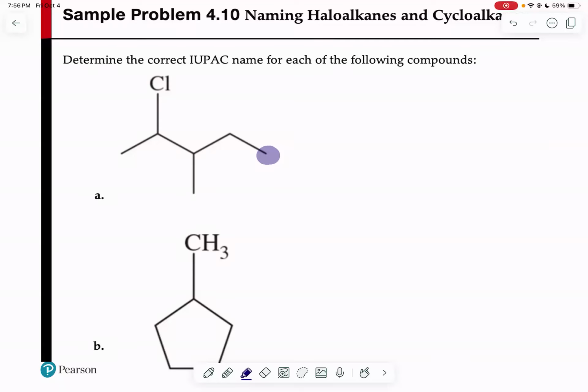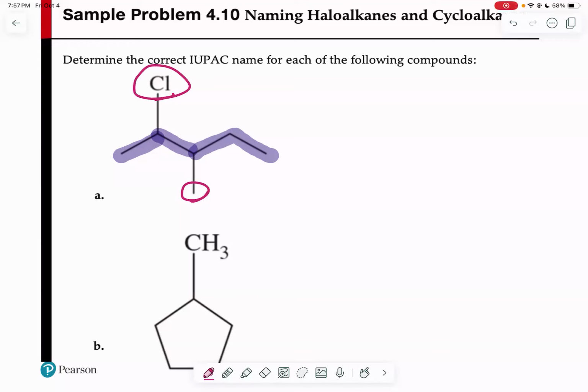So I'm going to follow this chain until I get to a branch. Now I have to stop and evaluate. I want the longest continuous chain of carbons. If I go down at this point, I only have one more carbon. But if I keep going straight, I'm going to get 2 carbons. So that's going to be my longest continuous chain of carbons. Everything that comes off of that is a substituent. So I have 2 substituents here and I have 1 parent.